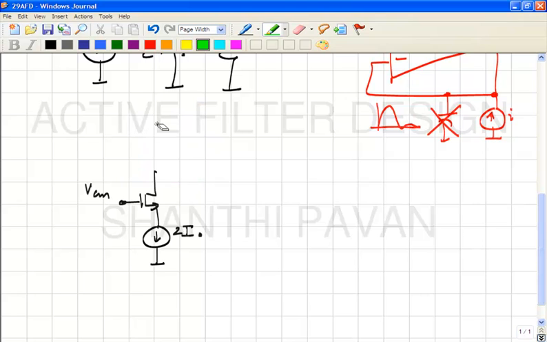Okay, so all right, and what is this capacitance now? Integrating capacitance.